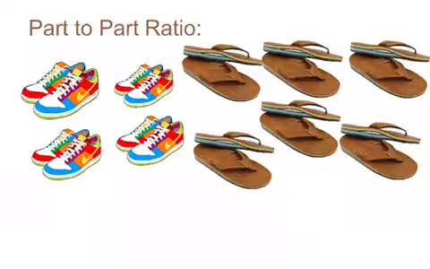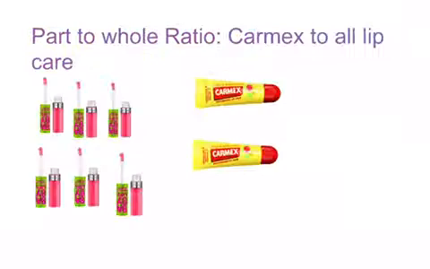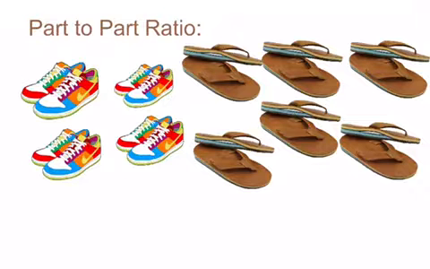All right, so there's two types of ratios. There's part-to-part and there's part-to-whole ratio. So let's start with part-to-part. Part-to-part is where you're comparing one part to another part. So right here we have tennis shoes and sandals, or flip-flops. Let's compare tennis shoes first to flip-flops. So we have 4 pairs of tennis shoes, and 1, 2, 3, 4, 5, 6 pairs of flip-flops.